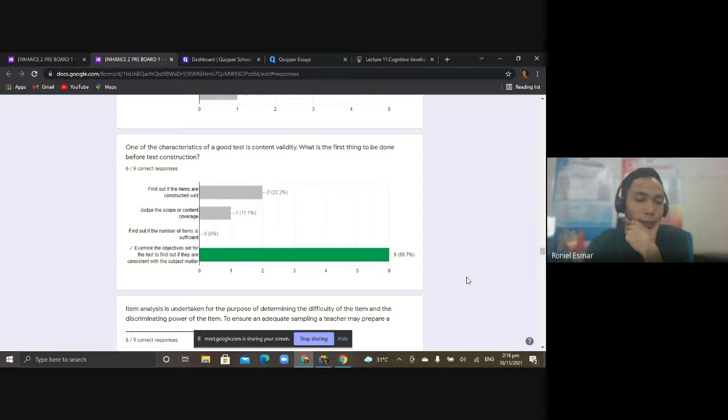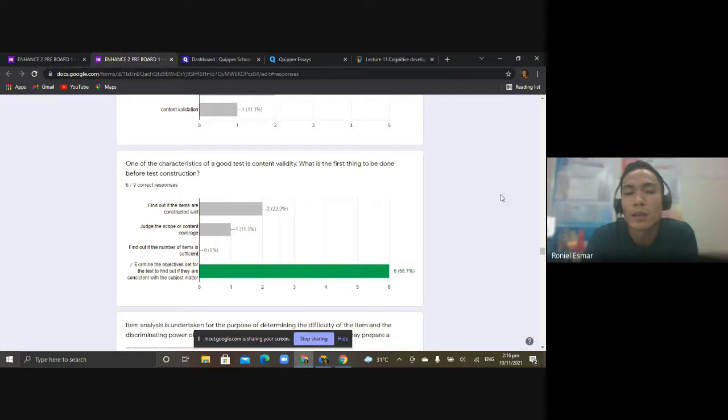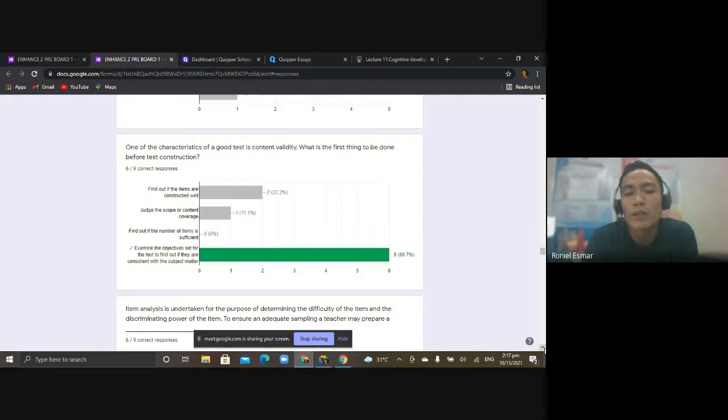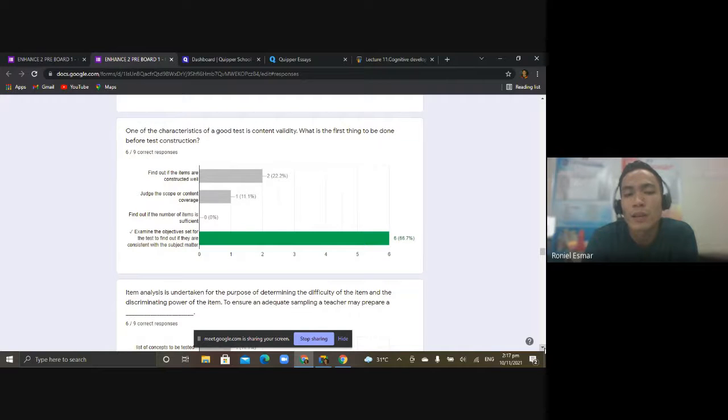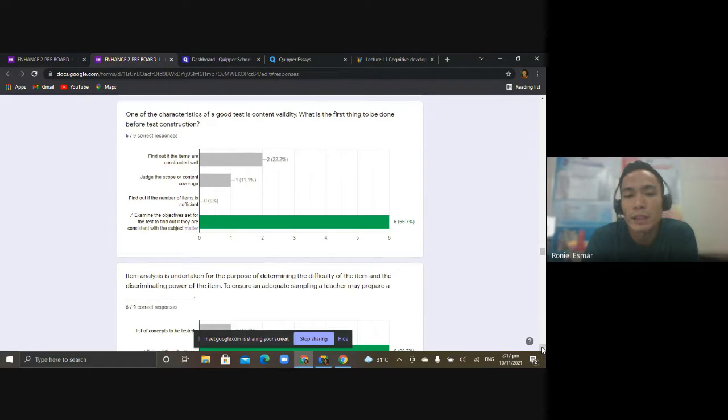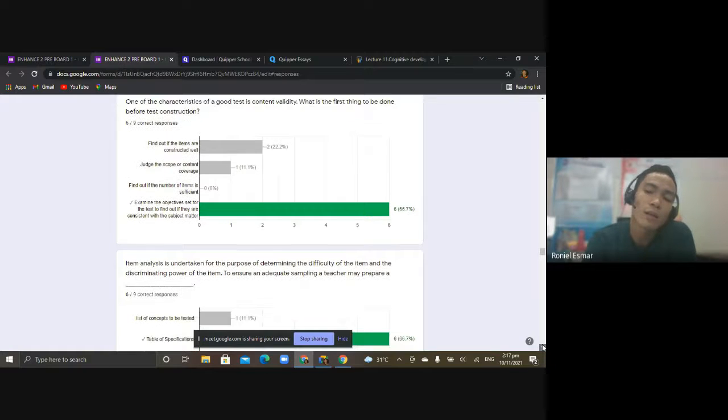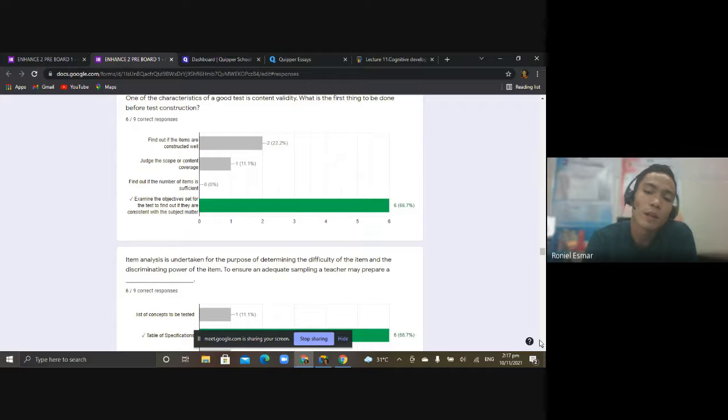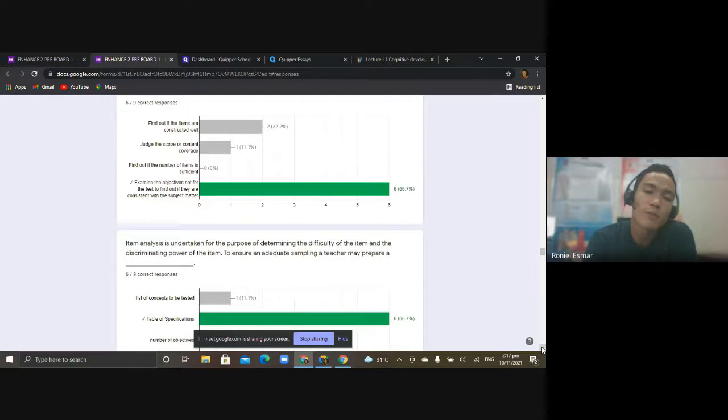So the correct answer is to examine the objectives set for the test to find out if they are consistent with the subject matter. Now, it's somehow related to the previous item wherein each of the questions in the test should be anchored from the objectives. It should be related to the objective. We do not just randomly construct test questions that are not focused on the learning objectives.